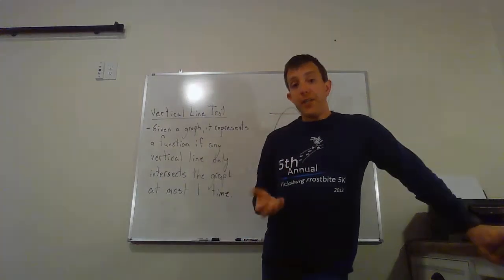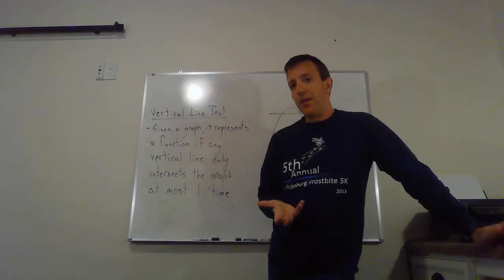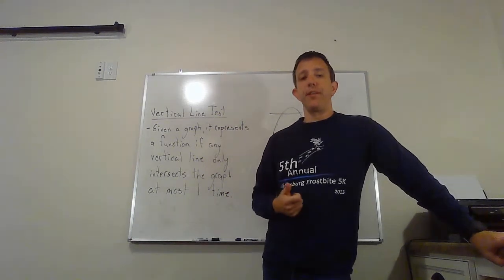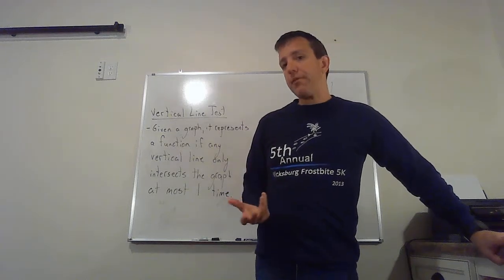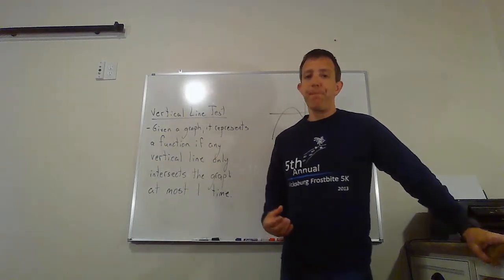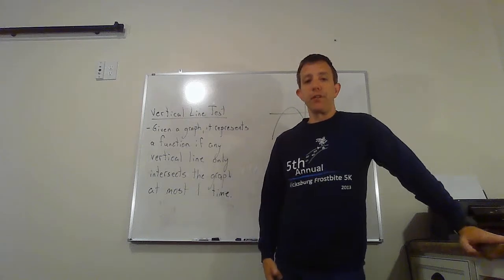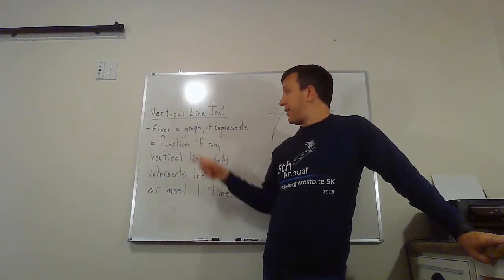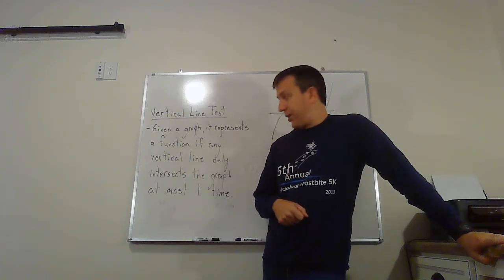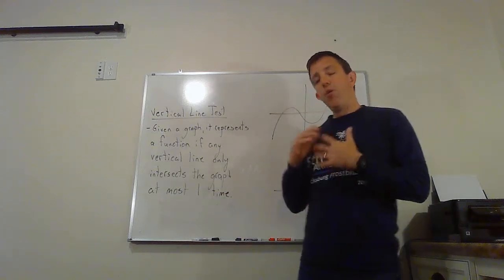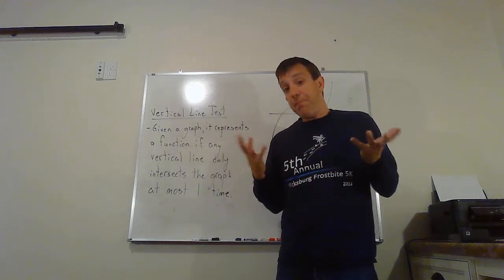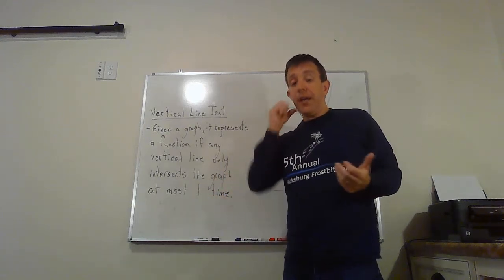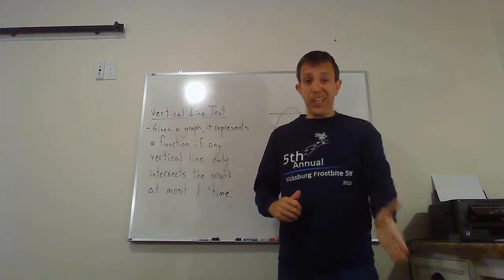All right, so I want to continue our discussion of is it a function or not? And to do that, now we want to look at the case where we have graphs. Because there's actually a really easy way to look at a graph and tell if it represents a function. And it's called the vertical line test. The vertical line test says that given a graph, it represents a function if any vertical line only intersects the graph at most one time. Okay, it can miss the graph entirely, that's okay. But if it hits the graph, it can only hit it one time.